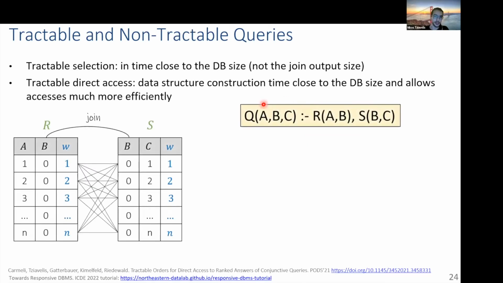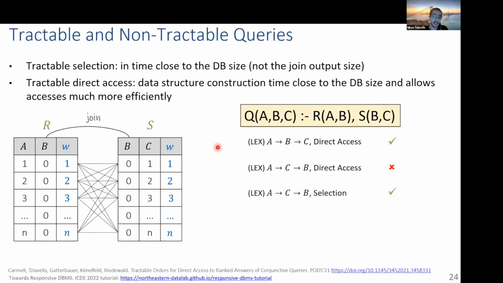Let's look at an example. Here we have a binary join between R and S. And for this example, we have columns A, B, C, and these weights. So if we want to do direct access by the lexicographic order A, B, C, then this can be done in a tractable way. But if we now want the lexicographic order A, C, B, this is not possible. Intuitively, that's because B is in the middle, and we have to go back and forth. But selection is possible for this lexicographic order.